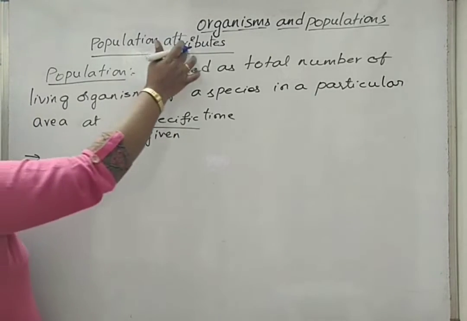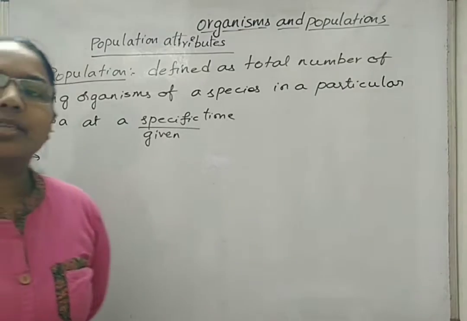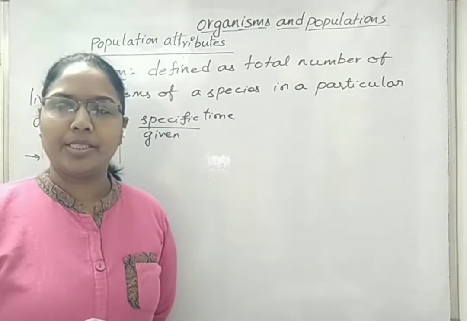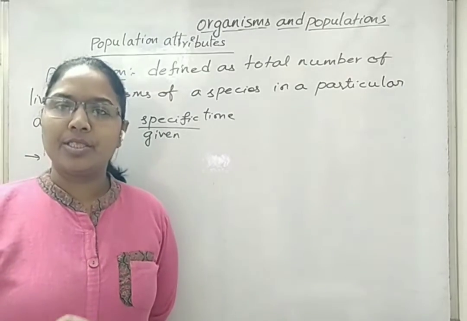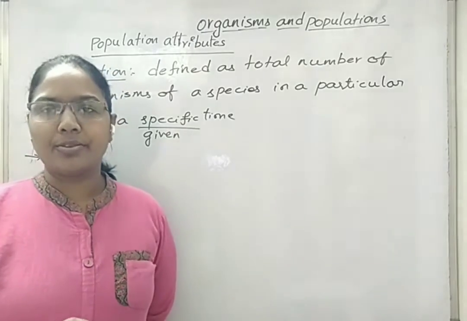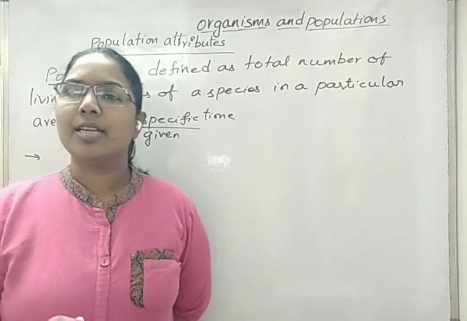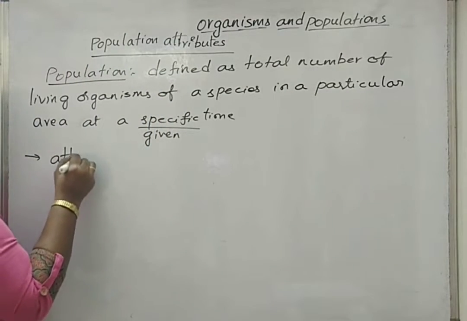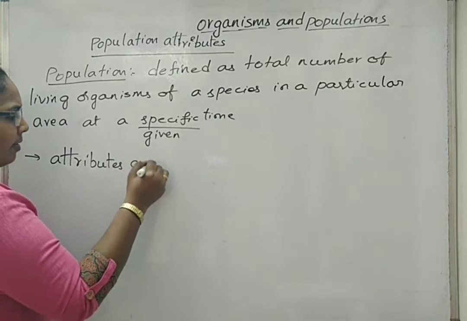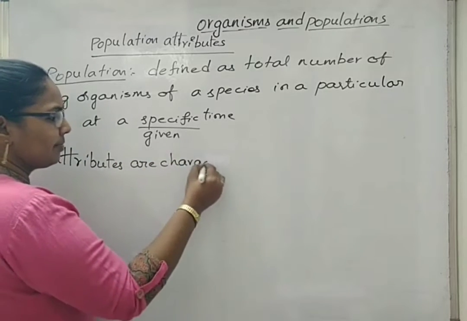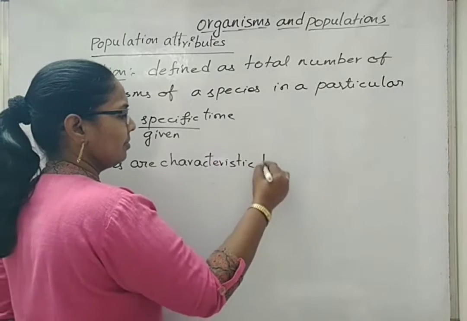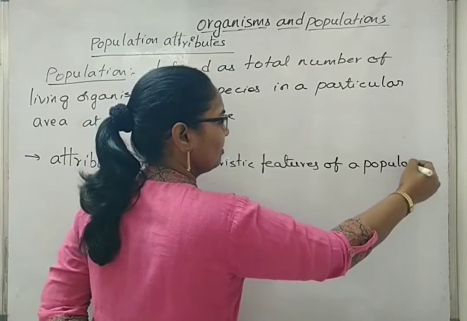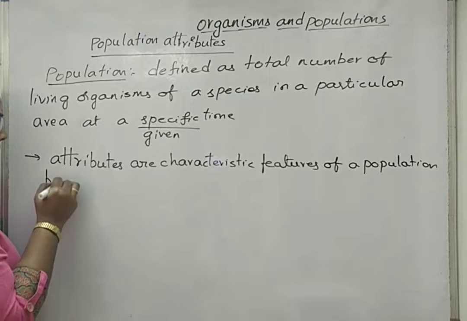Now, what is meant by attribute? Attributes are the characteristic features of populations but not the characteristic features of individuals present in that population. When we are talking about the characteristic features of a population, we use attributes like natality, mortality, etc. So, attributes are characteristic features of a population but not of individuals.